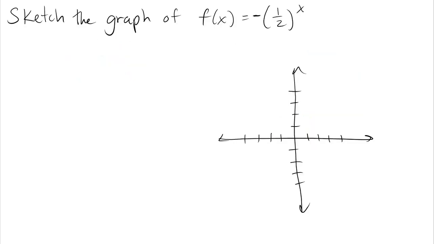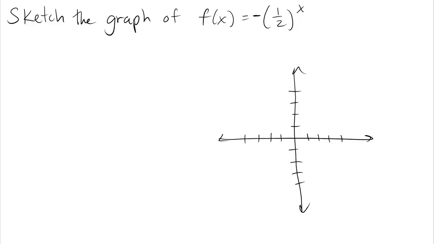With that in mind, I'd like you to try to sketch the graph of f of x equals the opposite of 1/2 to the x. Notice that the negative is on the outside. The base of the exponential expression has to be positive, so we can't have the negative on the inside. The negative's on the outside. See if you can come up with that graph.